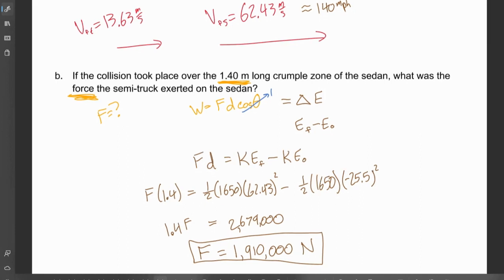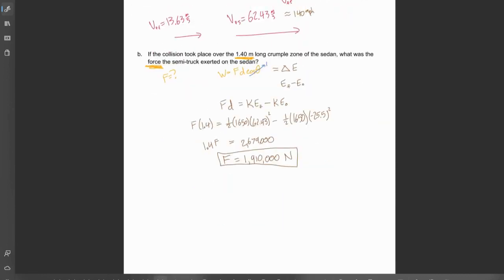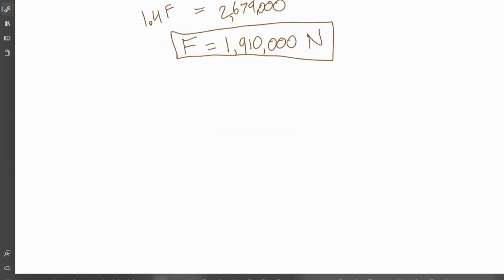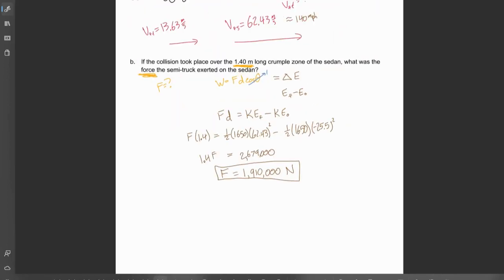That is a lot of force. Okay. Again, that's not a real number. But the question is, how far off the truth are we with that number? Well, let's find out.